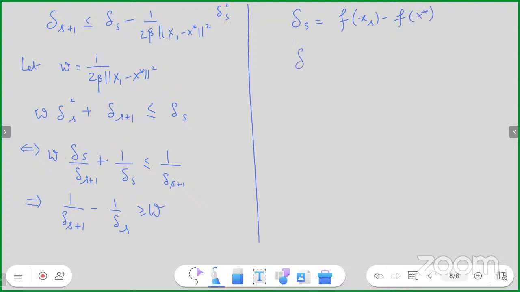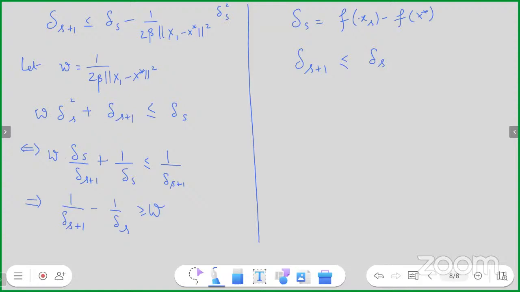So what is del S plus 1 in terms of del S? Right? So is this true? No, I'm just moving this here. This part is less than or equal to 1. So it's greater than W. Now is it clear?